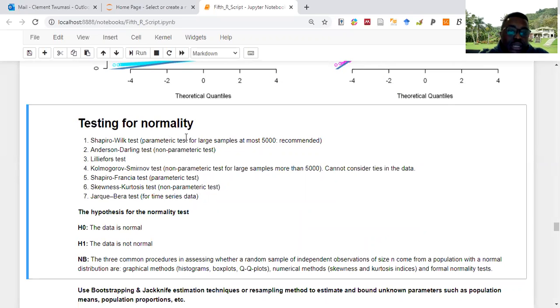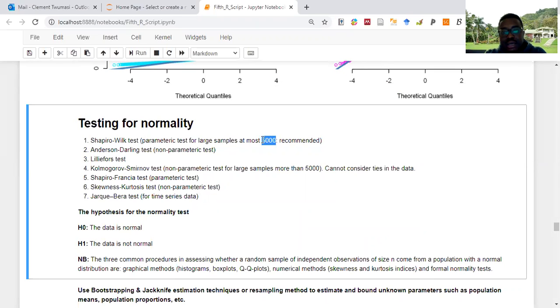So at the moment, keep in mind the best statistical test for normality is technically the Shapiro-Wilk test. If you don't know the name, keep in mind Shapiro-Wilk test is actually the best normality test, but it can only handle up to 5,000 samples. So suppose you have a data set and the data set is extremely large, more than 5,000.